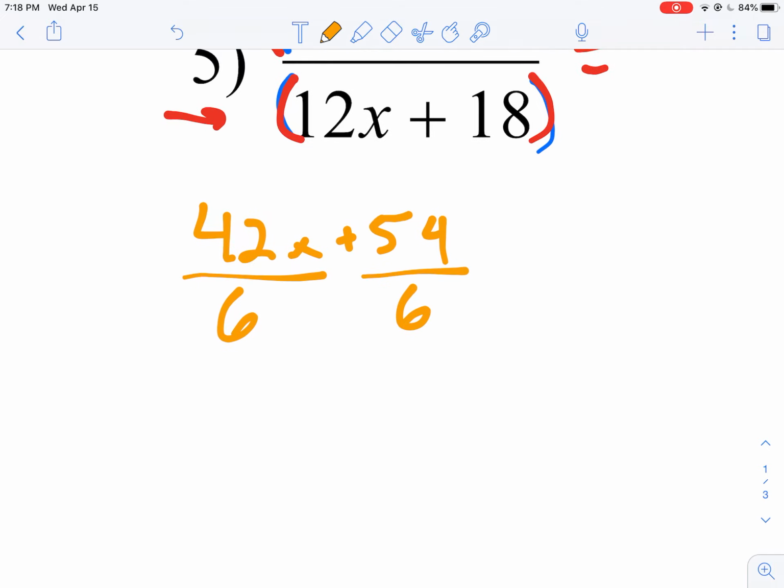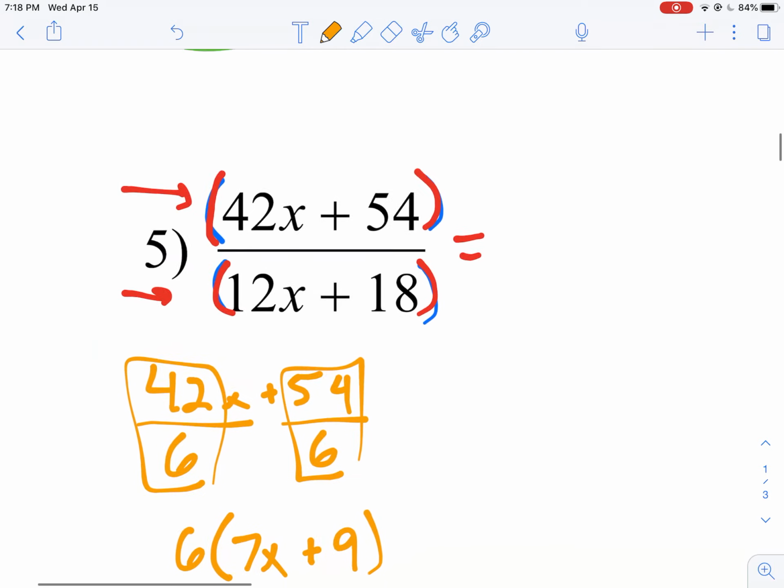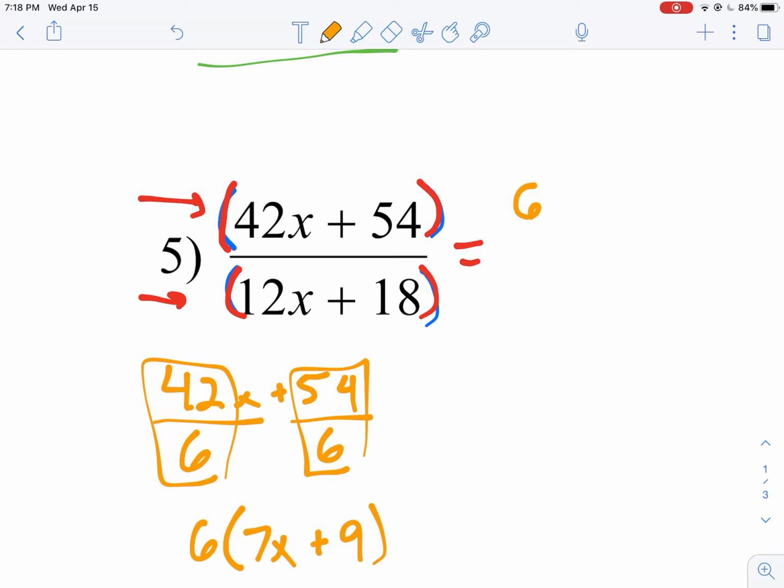So I put the 6 on the outside. Remember, it should look like a distribution problem when I'm done. 6 on the outside, it's going to be 7. 6 divided by 42 is 7. Just leave the x. Plus, and 6 divided by 54 is 9. So there's the factored version of the top. So I'm going to write it: 6, 7x plus 9.